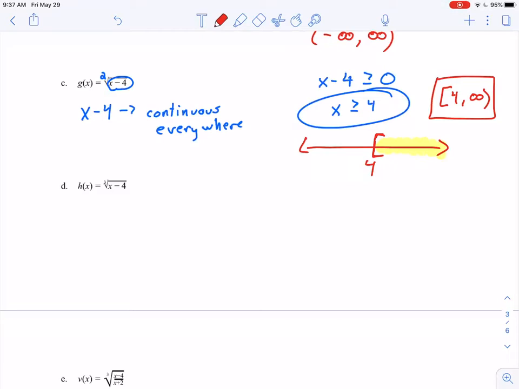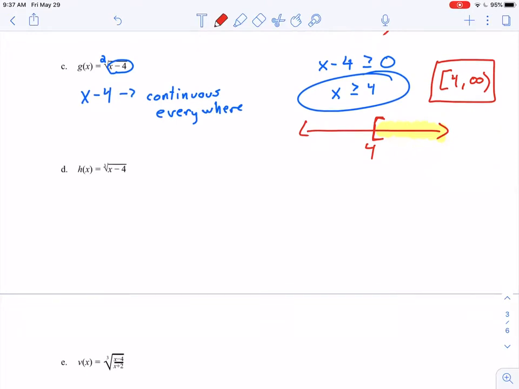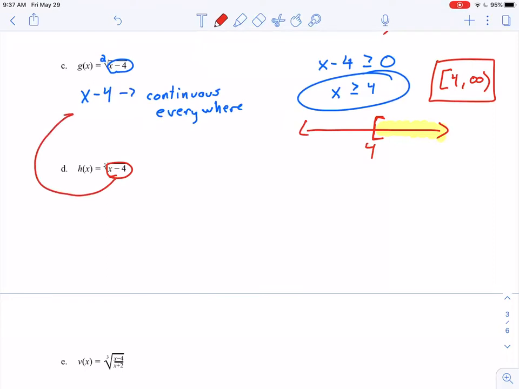So let's contrast that with part D right here. Part D, I have almost the same function, I just have a cubed root instead of a square root. So if we're working with a cubed root, here our index is odd, so we're just checking that inside part, and we kind of already did that.